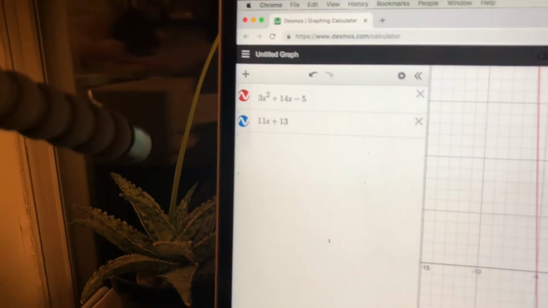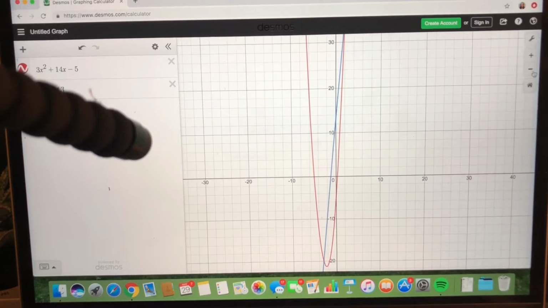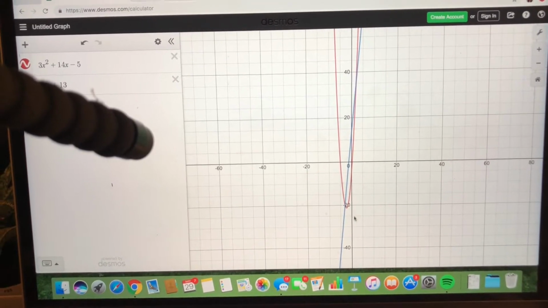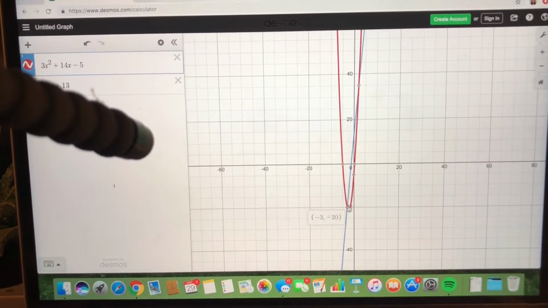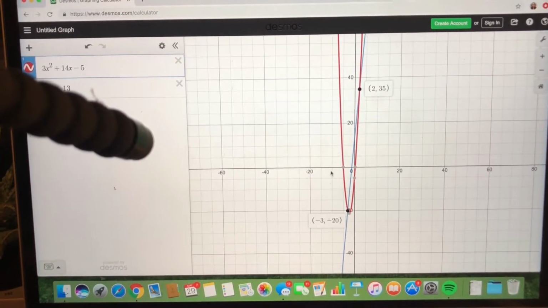Another way to do it is on Desmos. So I plug in my 2 equations here, and just taking a look at my graph, I want to see where they intersect. So when I do that, here's an intersection right here, and here's another intersection right here. So I have (-3, -20) and (2, 35).